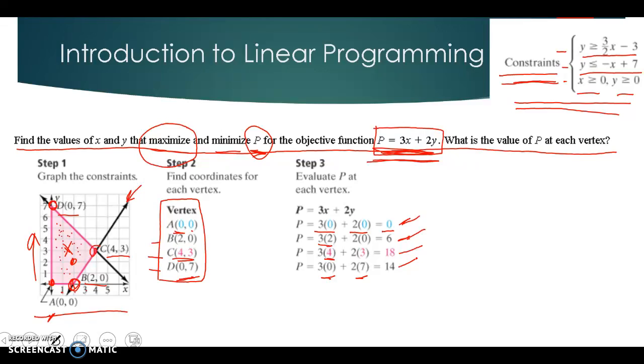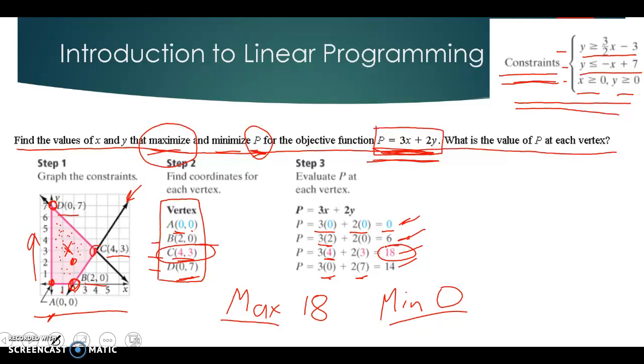And so we can see we were asked to find the maximum and the minimum. The maximum value for P, and I'm assuming that it's profit, the maximum value is 18. The minimum value within our feasible region is 0. It's 18 if I use the point C, because that would give me a profit of 18. And if I use the point A, that would give me a profit of 0. And essentially that's what we're looking for.